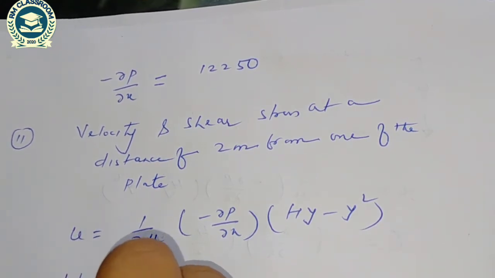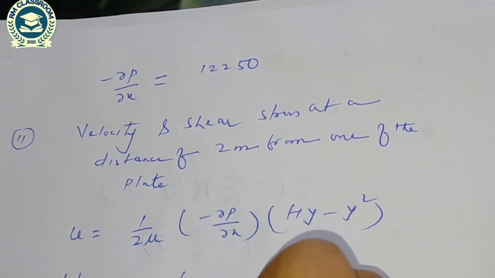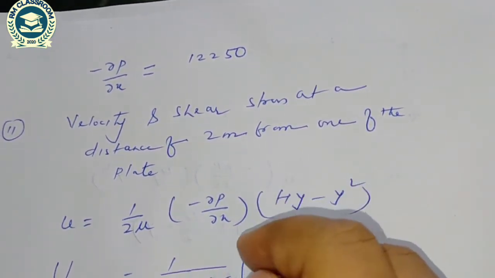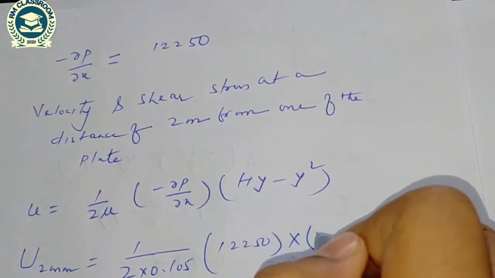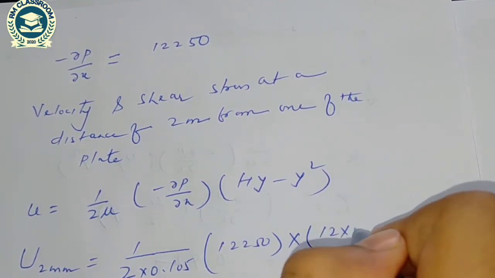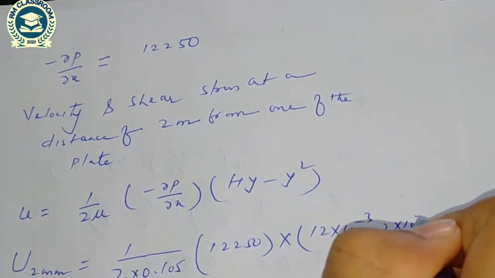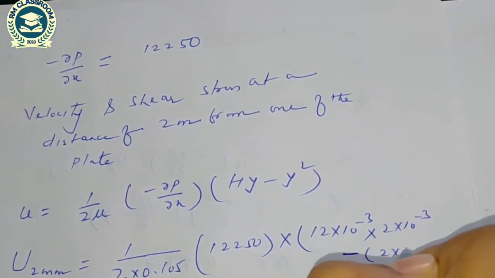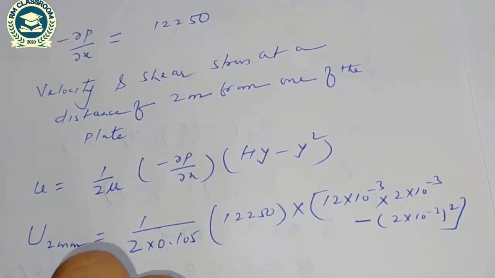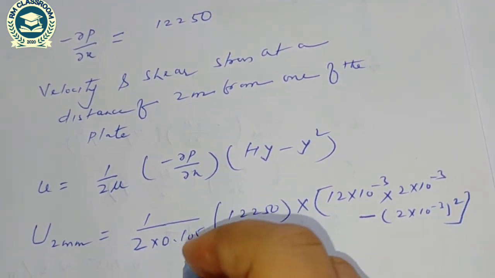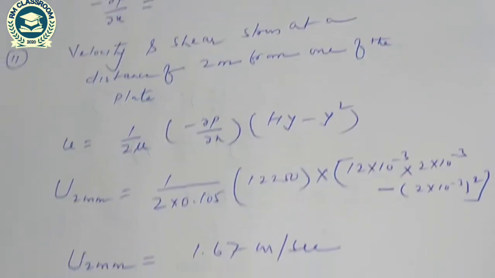So u at a distance of 2 mm is 1 by 2 into 0.105, and del p by del x is already computed, 12250, into h, which is 12 into 10 to the power minus 3, into y, which is 2 mm. So 2 into 10 to the power minus 3 minus (2 into 10 to the power minus 3) whole square. So the velocity at a distance of 2 mm from any one of the plates is 1.67 meter per second.